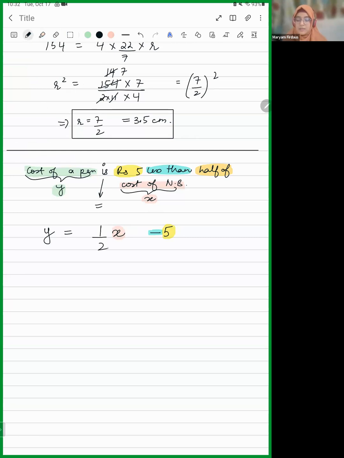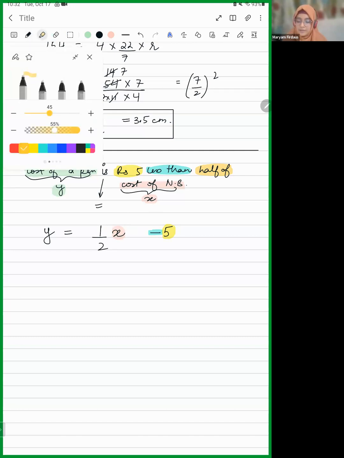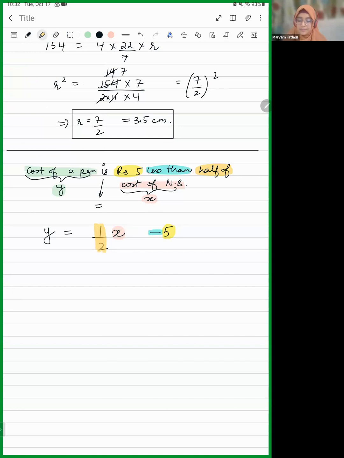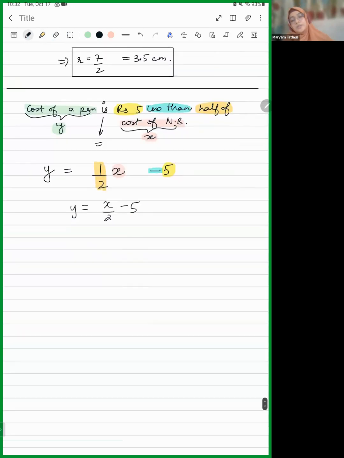X by 2, or 1 by 2 into X, same thing. So that is what we have written here. This is going to be your answer: y is equal to x by 2 minus 5. So what are the options? The first one is y is equal to x by 2 minus 5. Okay, so this is going to be the answer. Fine, then, ma'am, next question.